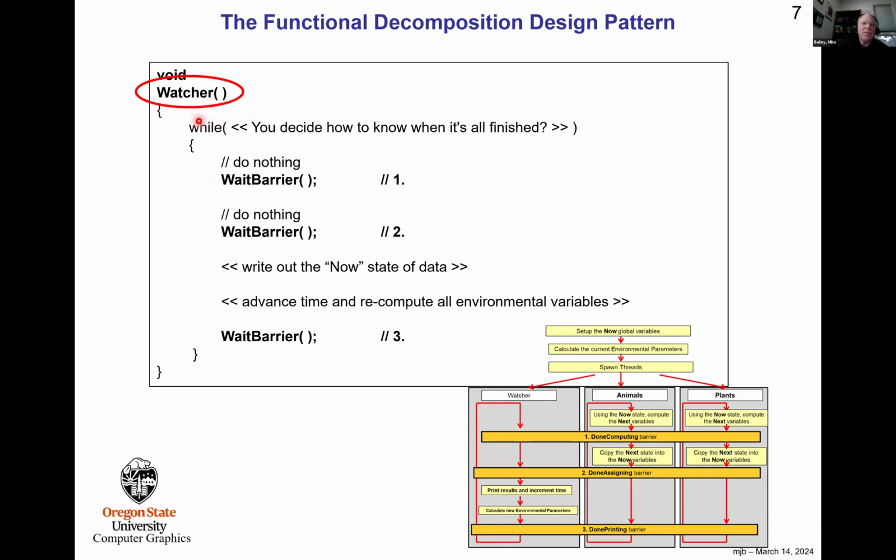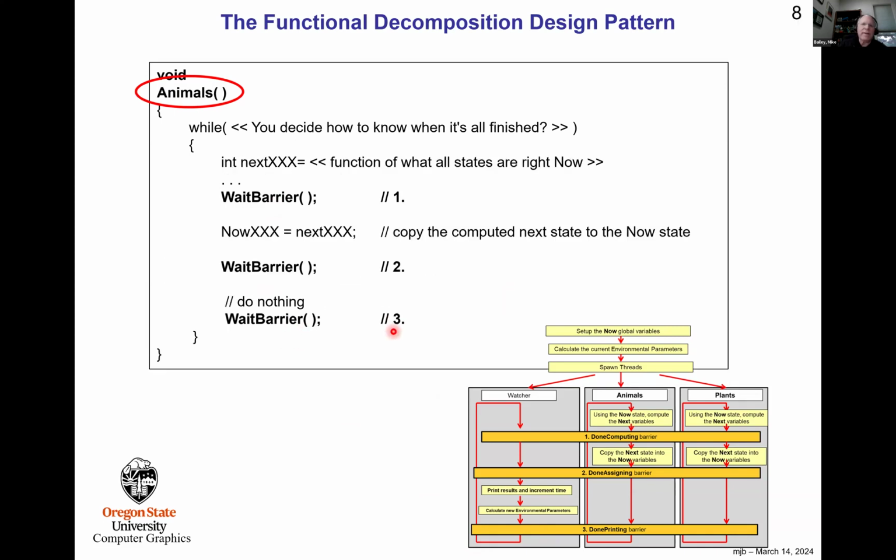Fine. Okay, so the watcher does nothing, but it has to wait at the same barrier. Watcher does nothing again, but it has to wait at this barrier. And now the watcher does, well, it writes out data into a file, it advances time, it recomputes temperature and precipitation, and waits here, and then it's allowed to go back up to the top. So the trick is this function, wait barrier. We're going to come back to that.